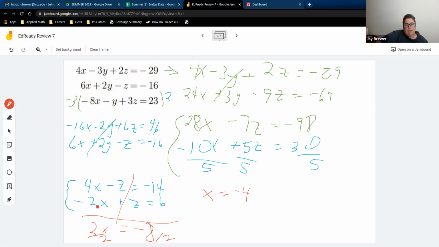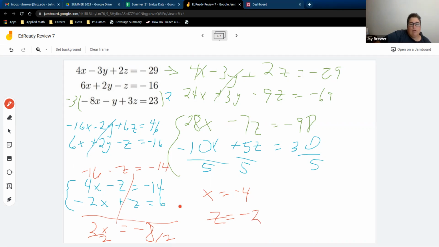Now that we have x, we can plug x in and get z. So negative 4 times 4 will give us a negative 16. So right here, negative 16. We're going to add 16 to both sides. So z is going to be negative 2. Yeah, z is going to be negative 2.